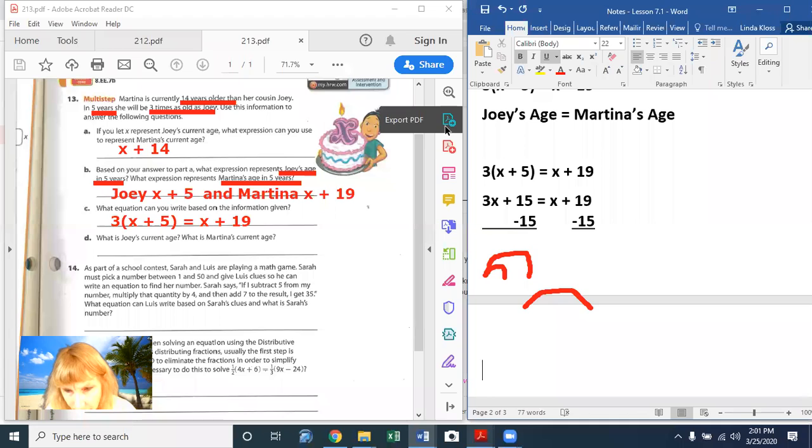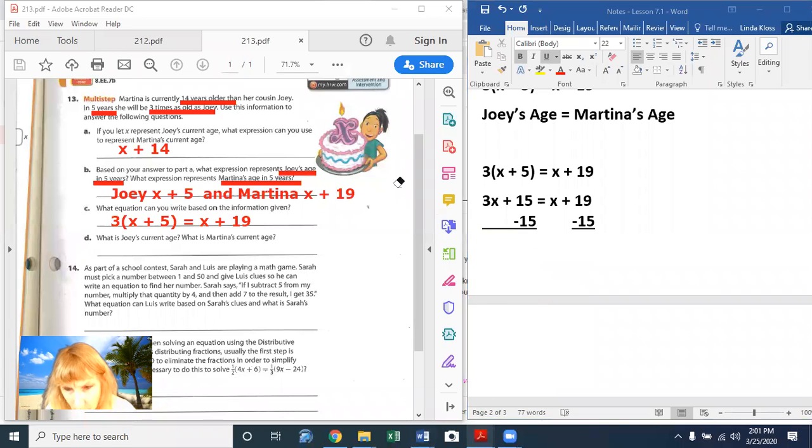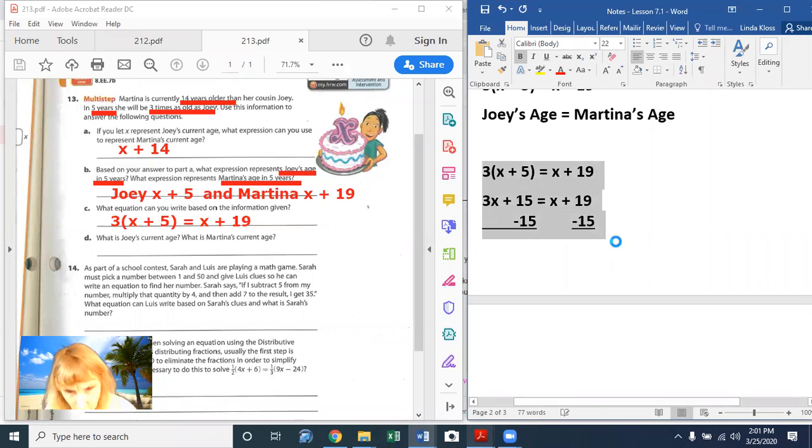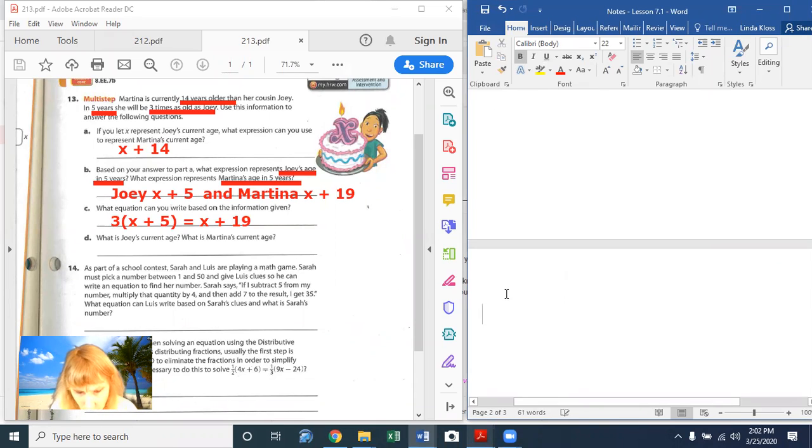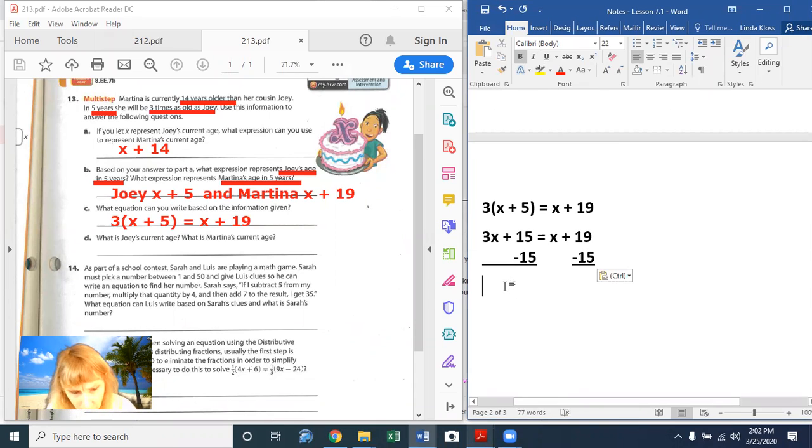So we now have, I'm just going to bring the whole thing down to the next row so we can continue to see the whole thing. So we have 3x plus 0, because negative and positive 15 equals 0. x plus, what's 19 minus 15? 4. Drop the zeros. We have 3x equals x plus 4.